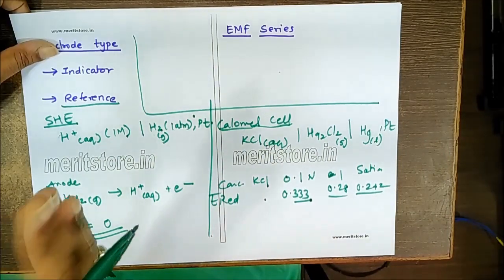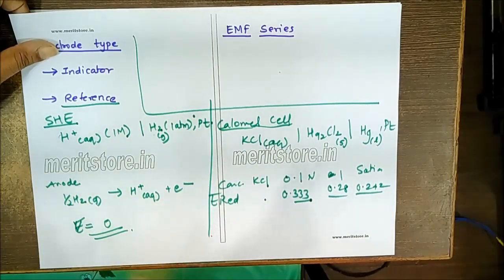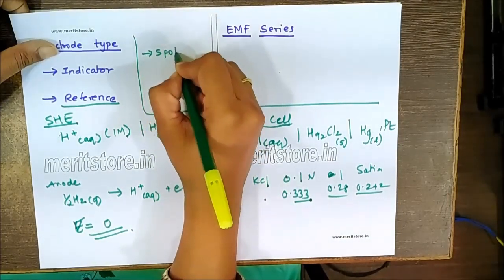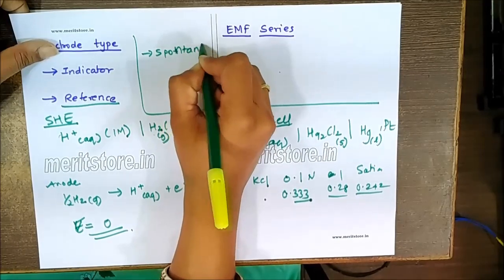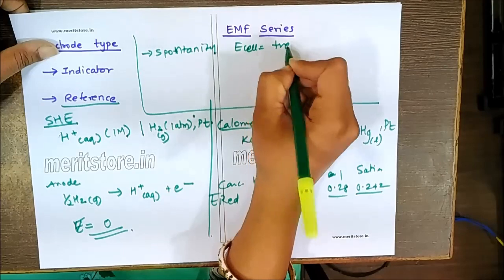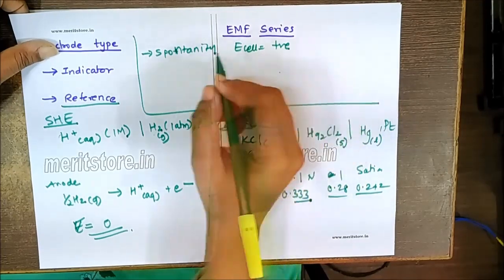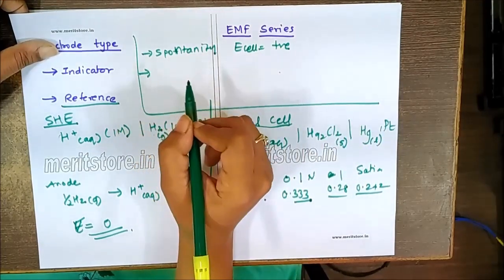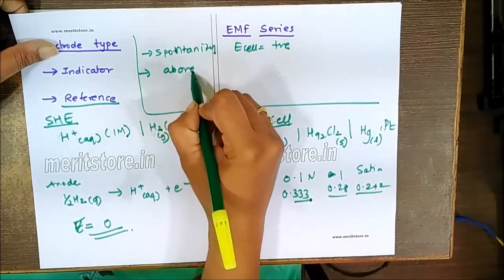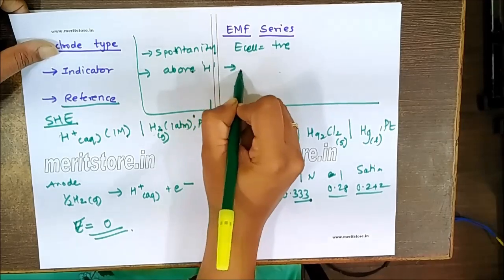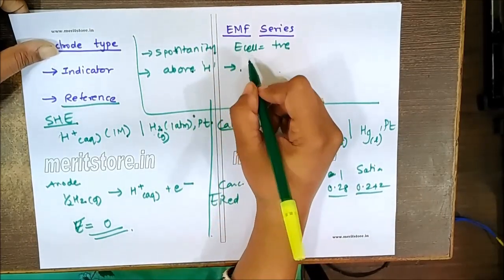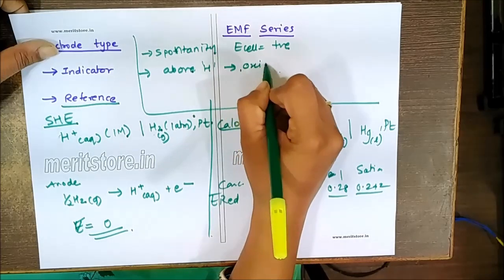So we have to remember the EMF series has different applications, including that the spontaneity of the reaction can be checked. Spontaneity can be calculated: if the E cell is positive, the reaction is spontaneous in nature. Also, in order to predict the oxidizing and reducing agent, the elements which are present above hydrogen have positive electrode potential. They are all good, powerful oxidizing agents.